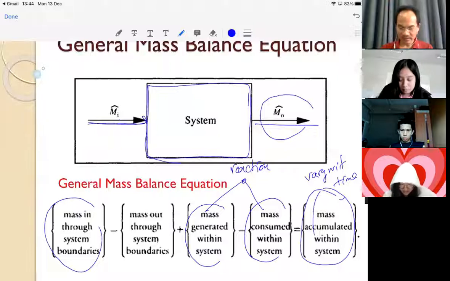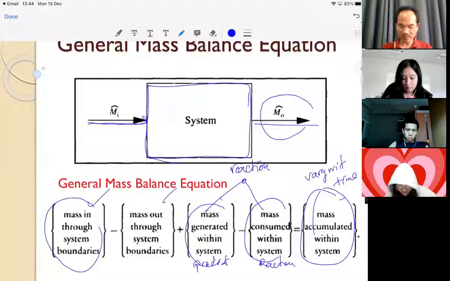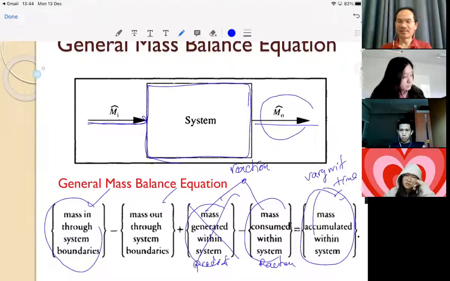The generation is for the product, and this is the reactant. If you balance on product, you have 4 terms, but there is no consumption. If you balance on reactant, there is no generation. It depends on what kind of balance you do. If you balance on total mass, that's right.